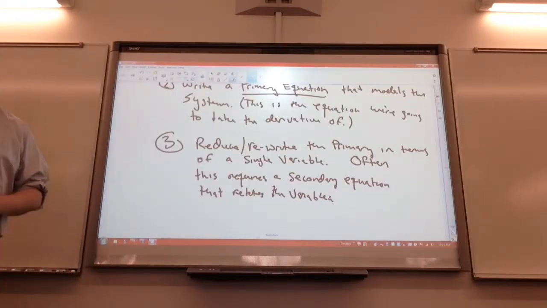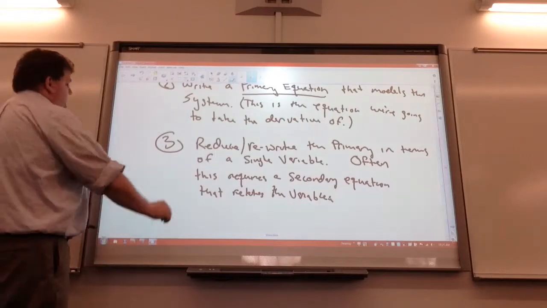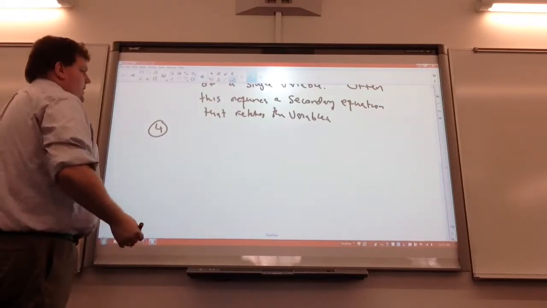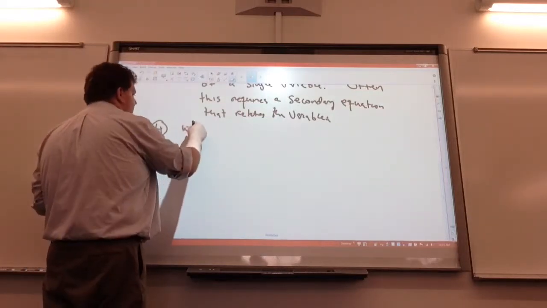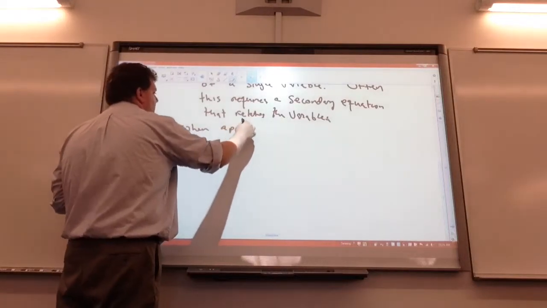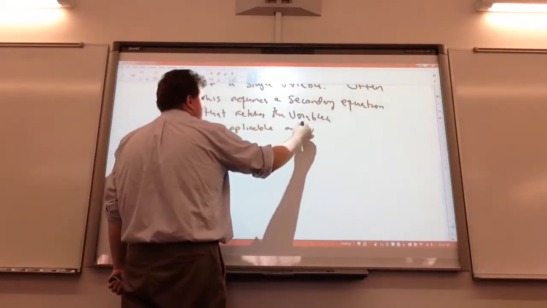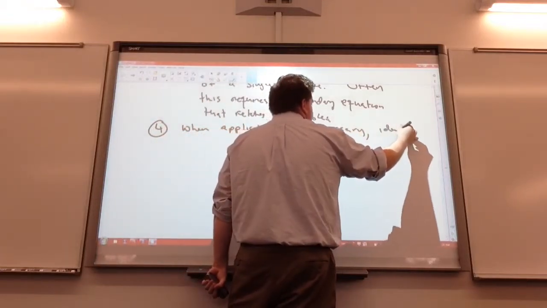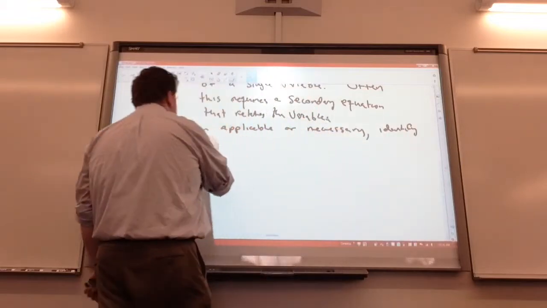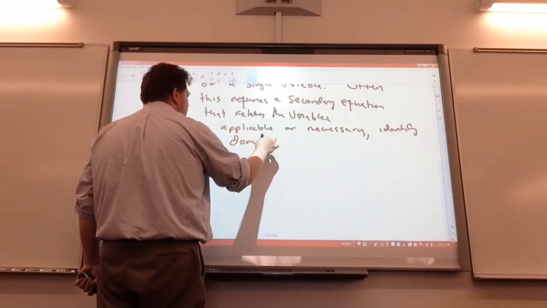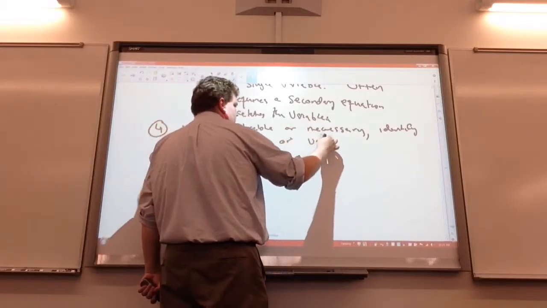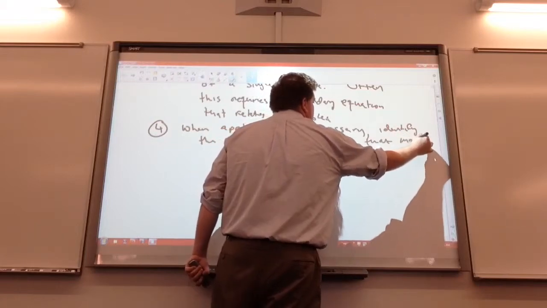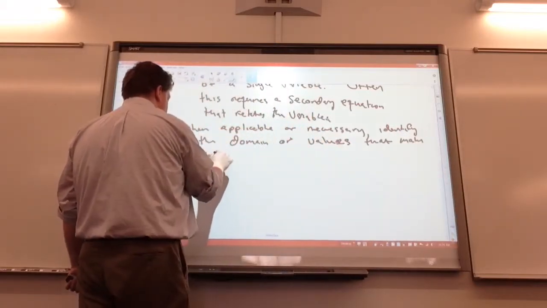Kind of the next step here, we call this step 4: when applicable or necessary, identify the domain or values that make sense for the system.